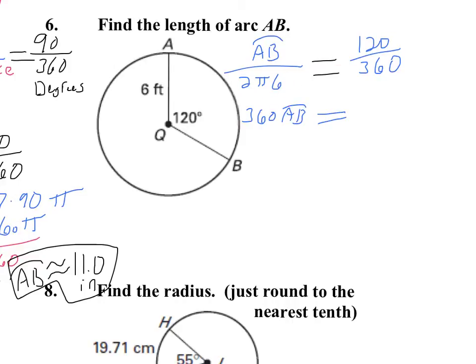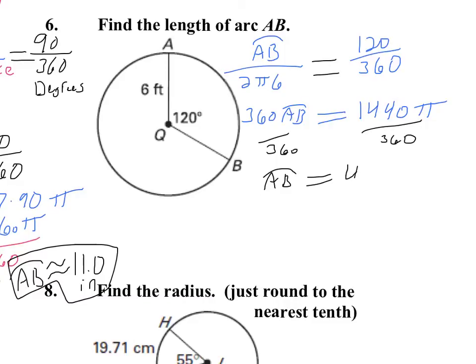But again, I'm going to do the same strategy where I just multiply 2, 6, and 120 and leave the pi as just pi. I get 1,440 pi. And so I'll divide by 360. And 1440 divided by 360 comes out to 4. So my exact answer for the arc length of AB is 4 pi feet.